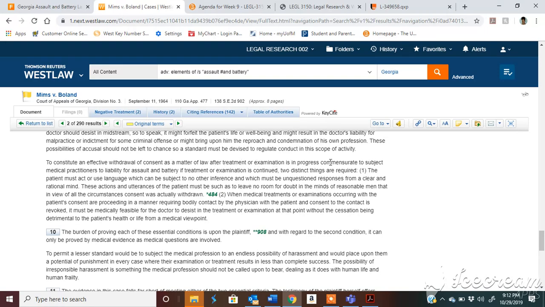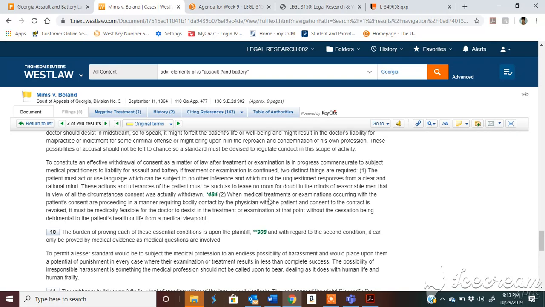commensurate to subject medical practitioners to liability for assault and battery, if treatment or examination is continued, two distinct things are required. That is, the patient must act or use language which can be subject to no other interpretation and must be unquestioned responses from a clear and rational mind.